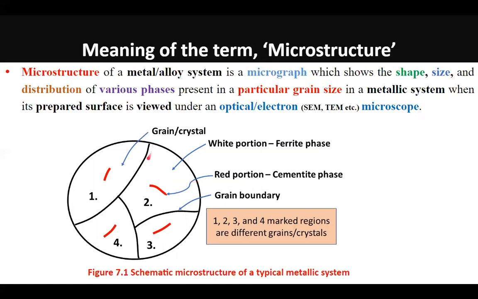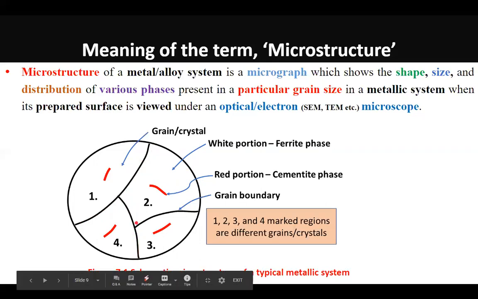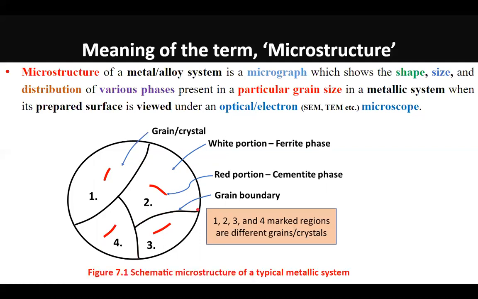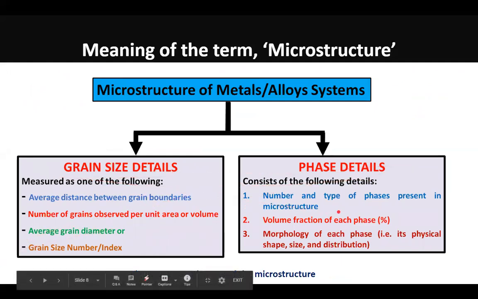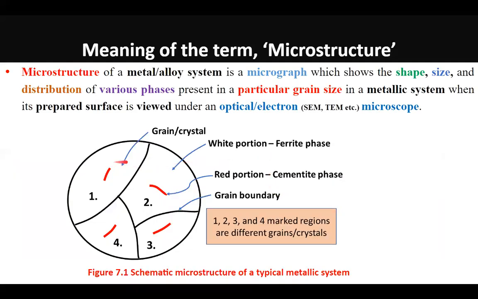And here another aspect you can see, that these are the grain boundaries where the grains actually join after they have grown during the solidification process. We'll discuss more about it in the lectures to come. So in the last slide, I had shown that one is grain size details, the other is phase details. If I have to talk in these two terms, the grain size is very coarse. It's not very fine. Had it been fine, too many grains would have been seen. But here you can only see 4 coarse grains present in the microstructure.